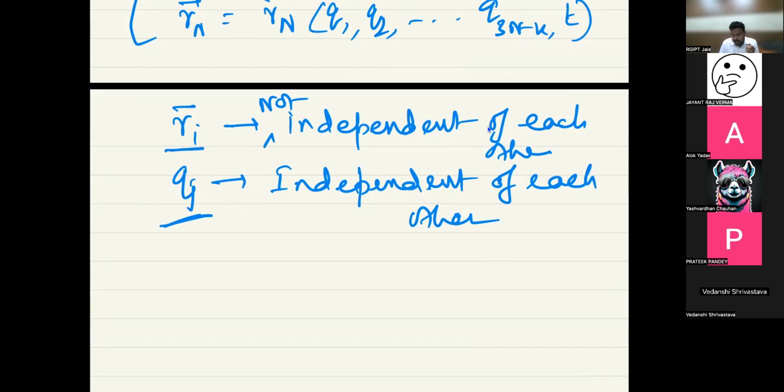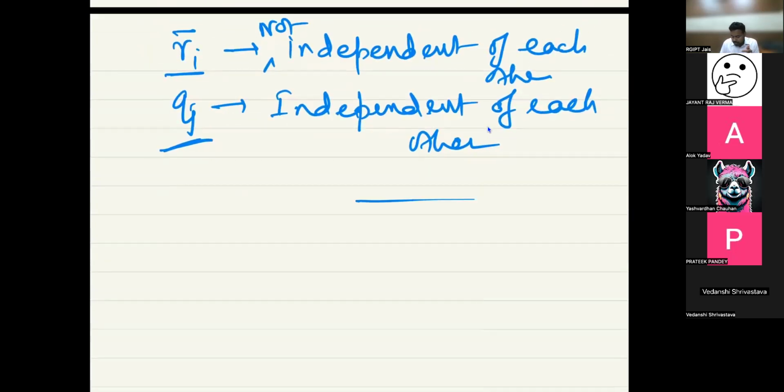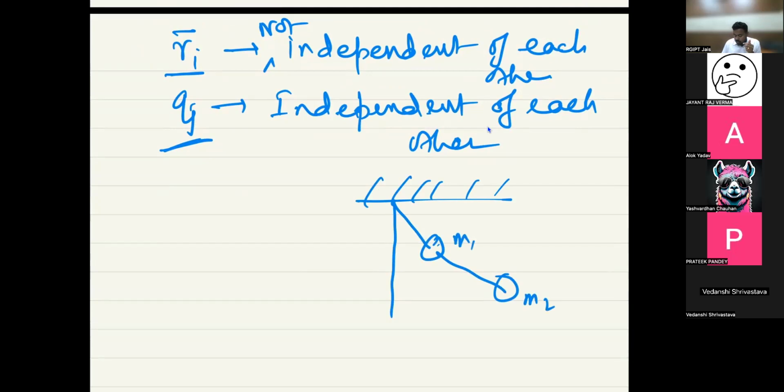ri is the position vector in the Cartesian coordinate system, and we have a number of constraints. So what is a constraint? Constraints basically relate these coordinate variables. That's why we have these constraints. For example, take the case of a double pendulum. What are the ri you need in this case? M1, M2. What are the position vectors you need if you represent this in the XY coordinate system?